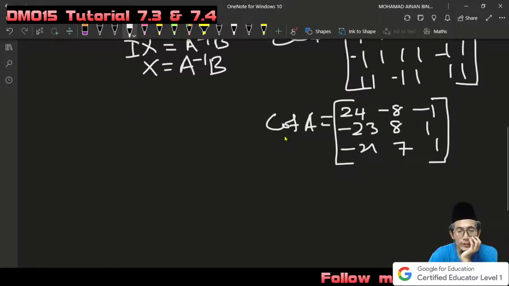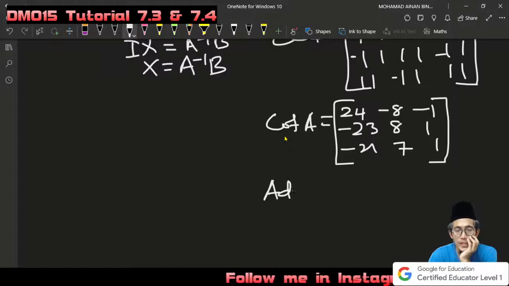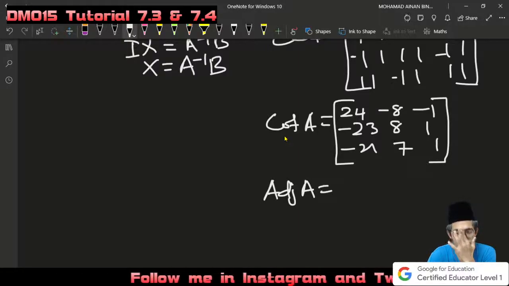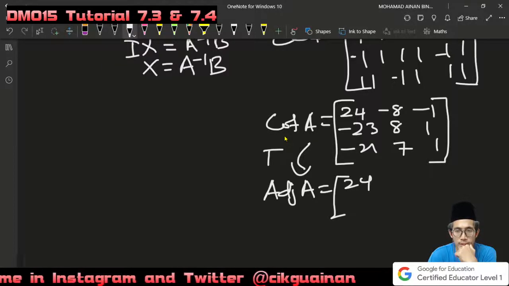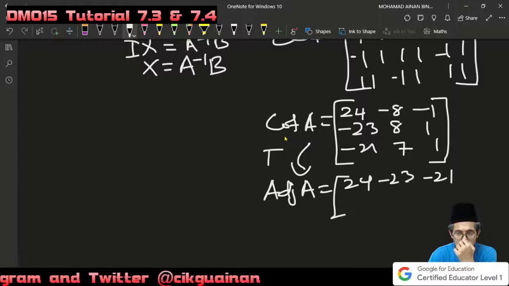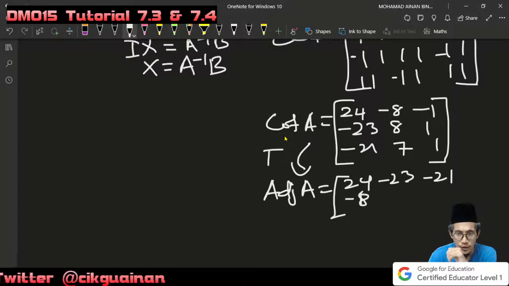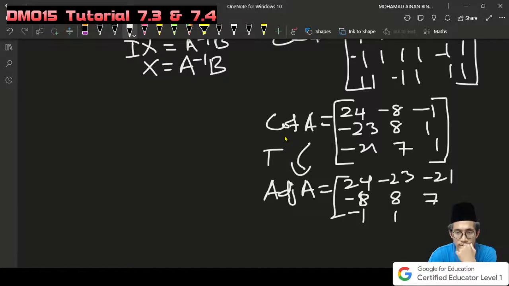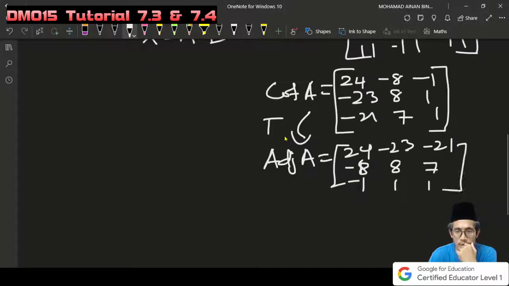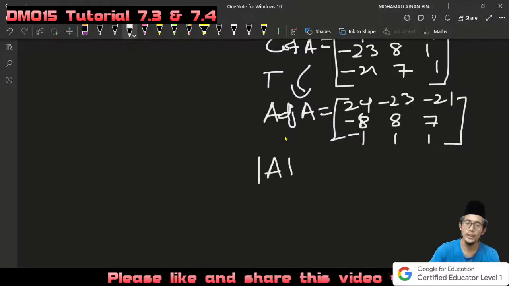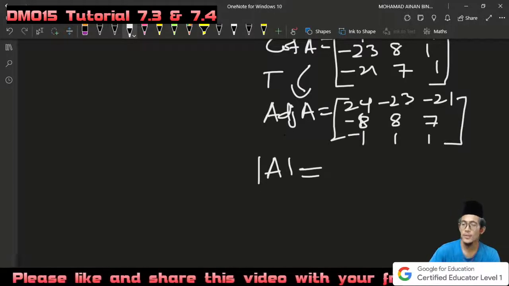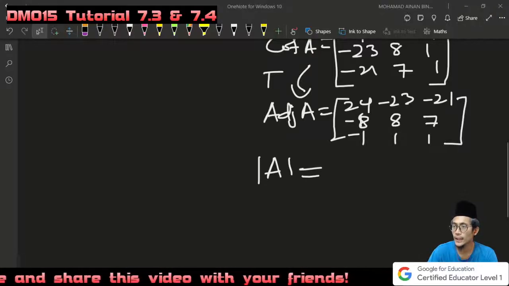Okay. Now, cofactor lepas tu kita cari apa? Kena cari adjoint of A. Adjoint of A you just transpose. Just transpose sahaja. So 24, minus 23, minus 21, minus 8, 8, minus 1, 8, 1, 7, 1. Okay. So this is the adjoint. Now, what is the determinant? What is the determinant? Okay. The determinant is 1. Okay, saya dah calculate dah.